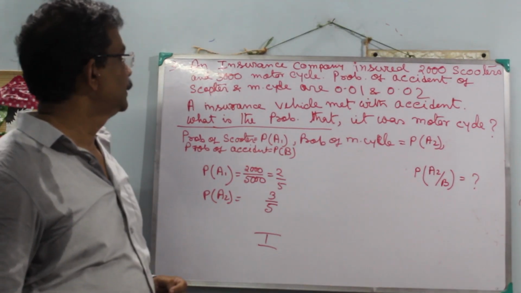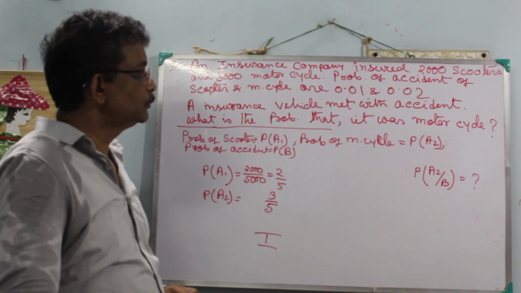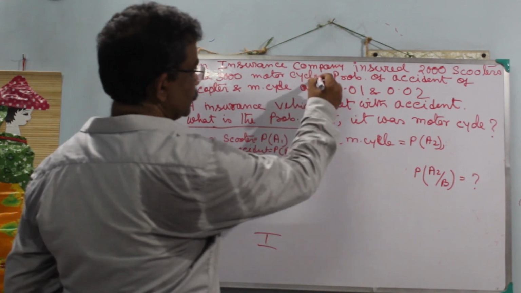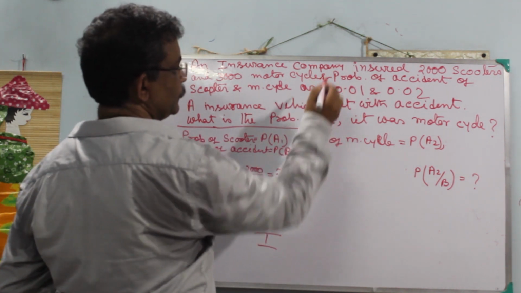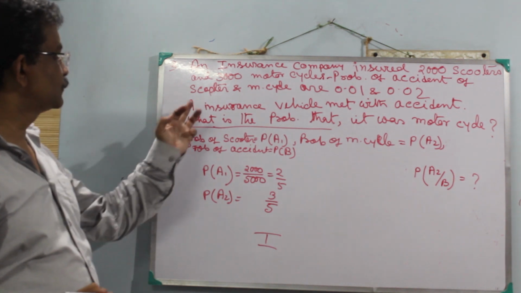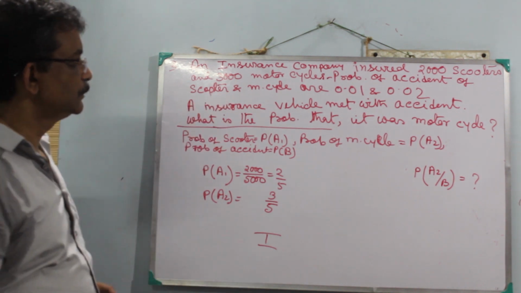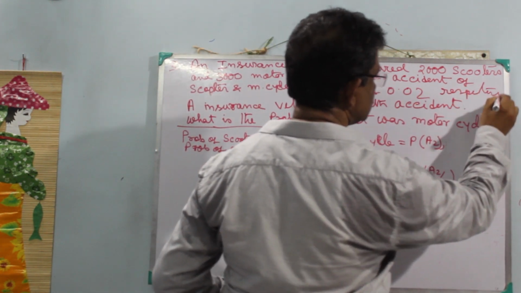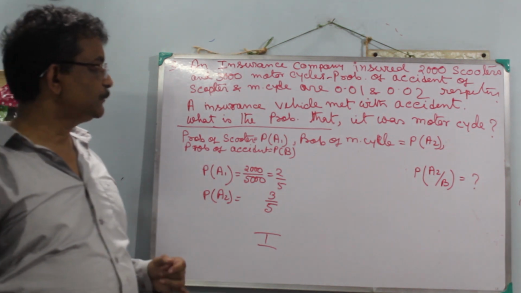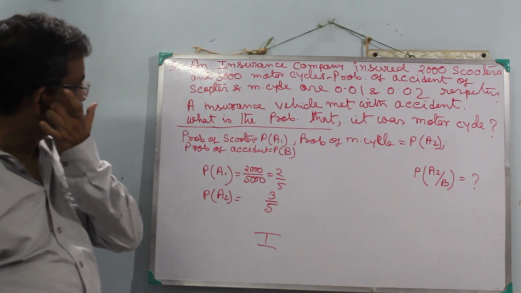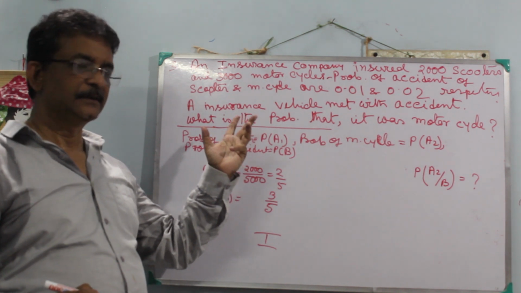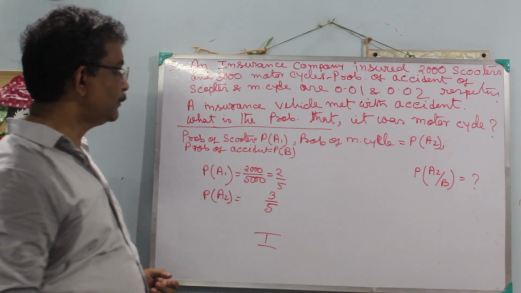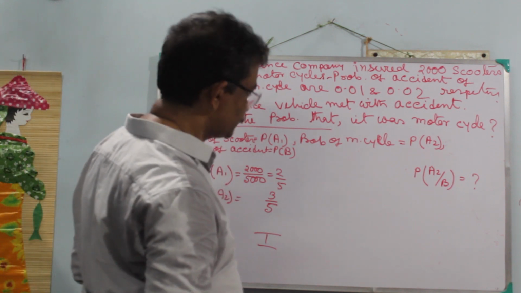Third problem. An insurance company insured 2000 scooters and 3000 motorcycles. The probabilities of accident of scooter and motorcycle are 0.01 and 0.2 respectively. An insured vehicle met with an accident. It was given as a condition. What is the probability that it was a motorcycle?